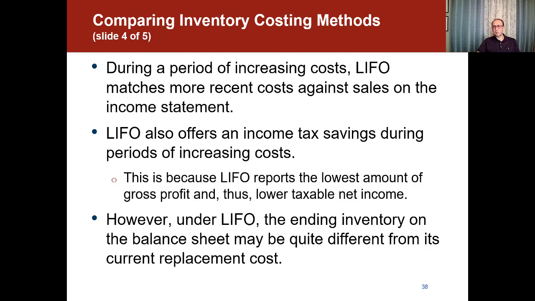During a period of increasing cost, LIFO matches more recent cost against sales on the income statement. So LIFO also offers an income tax savings during periods of increasing cost. Companies who care about avoiding paying taxes would use the LIFO method, because LIFO reports the lowest amount of gross profit and therefore lower taxable net income. However, under LIFO, the ending inventory on the balance sheet may be quite different from its current replacement cost, and that's another problem.